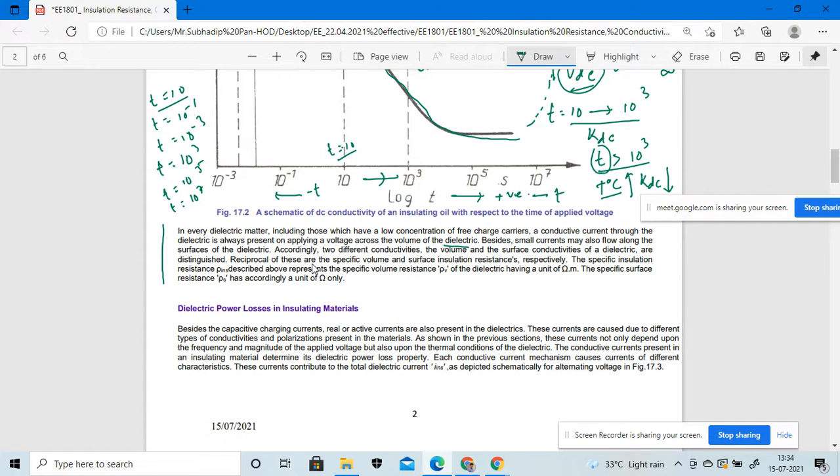According to the different conductivities, the volume and surface conductivities of the dielectrics are distinguished. Depending upon this, the conductivity has two different segments, according to the volume and according to the surface. So we can say that the conductivity is divided into two different segments.